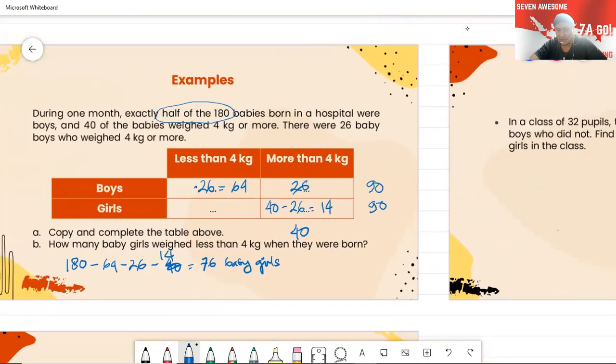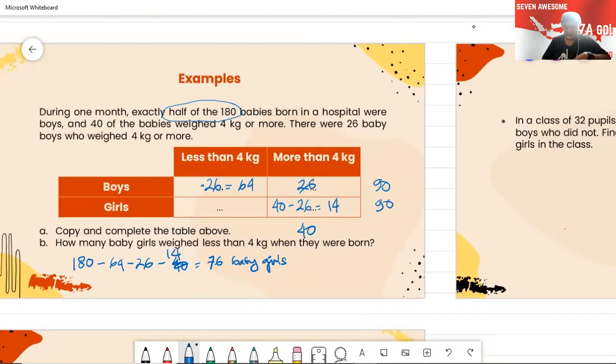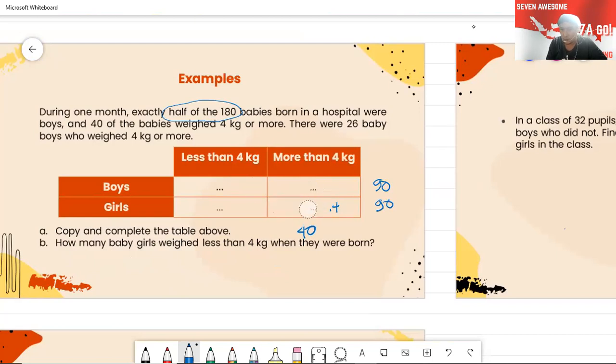Another example like this. Okay, my God. I'm going to erase this first. I'm going to repeat one by one. Now, this one. During one month, exactly half of the 180 babies born in hospital were boys, and 40 of the babies weighed 4 kilograms or more. Okay, so we can put 40 in here. There were 26 baby boys who weighed 4 kilograms or more. Oh, 26 in here. Okay.